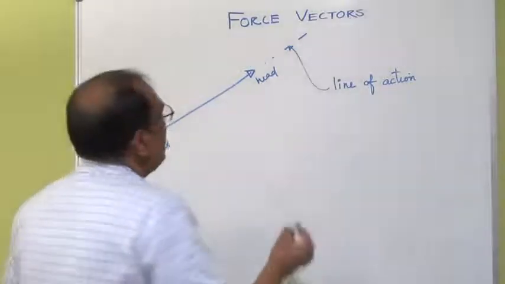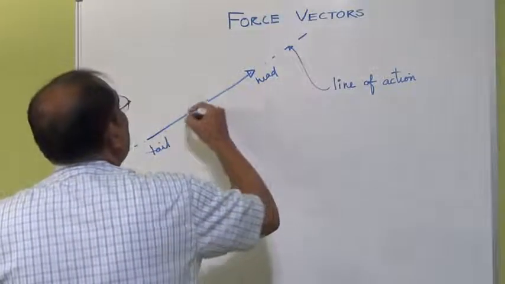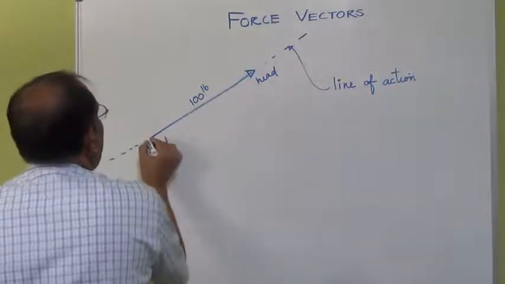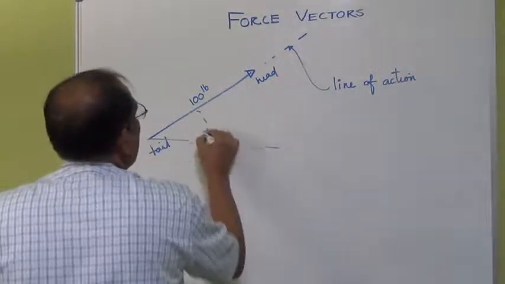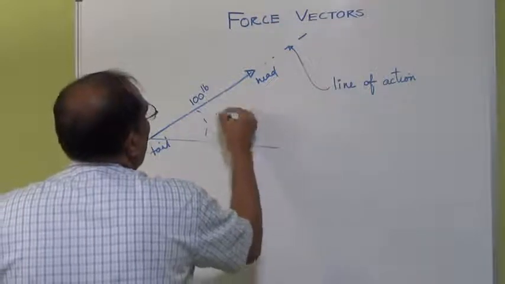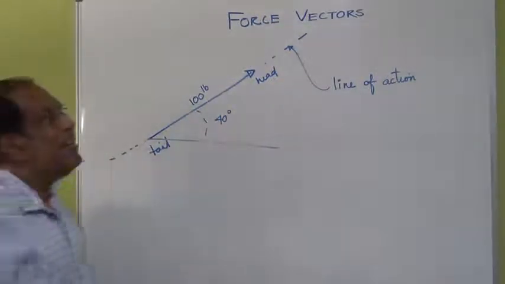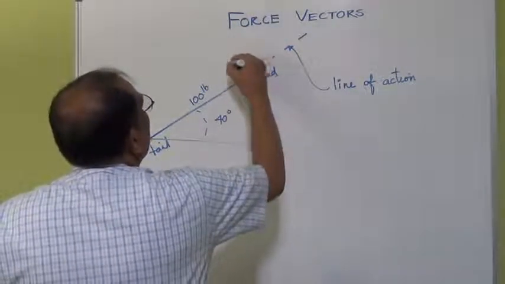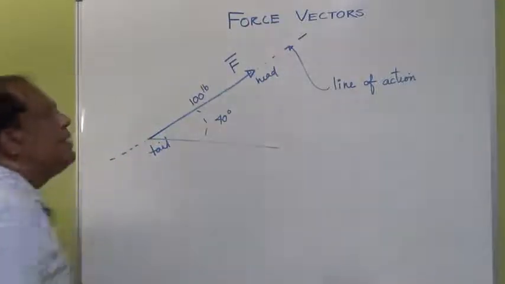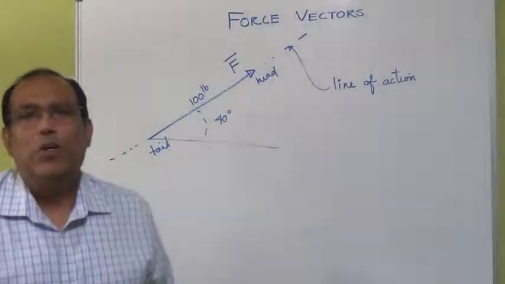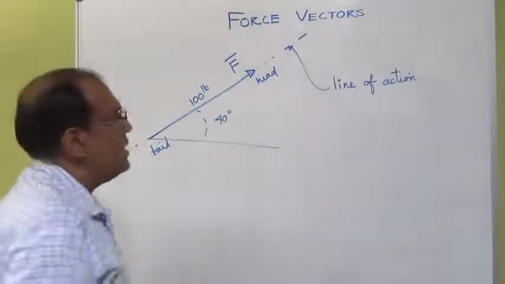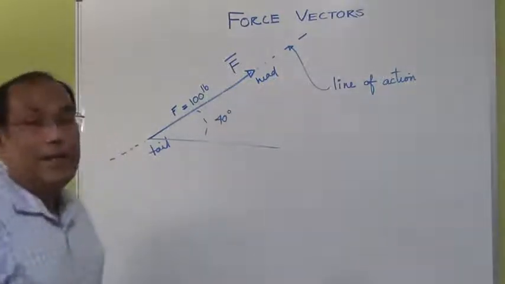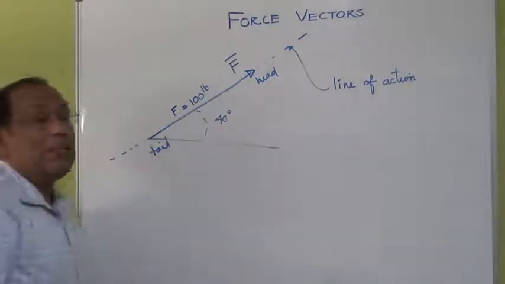Okay, so a vector usually has a magnitude. Let's say this is 100 pounds, and the direction is, let's say this one is making 40 degrees with the horizon. We usually denote the vector with that. Let's say this is F. That's the vector. When you talk about the magnitude of that vector, that's actually only F, 100, and definitely this is the direction.